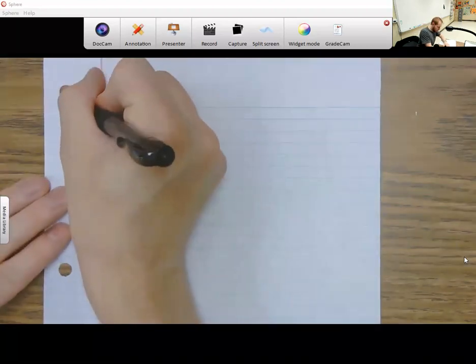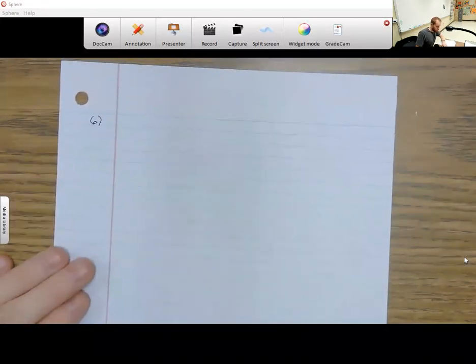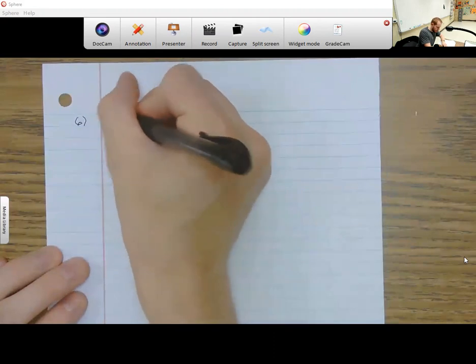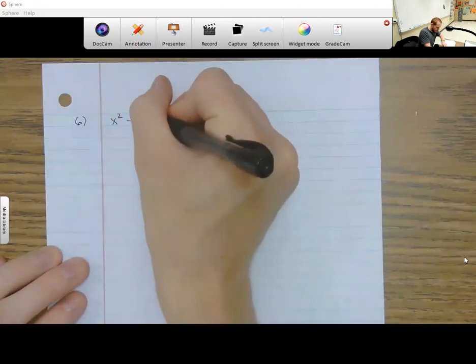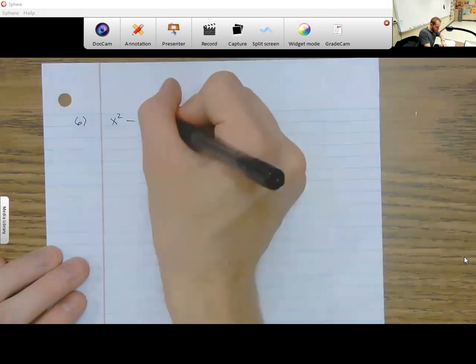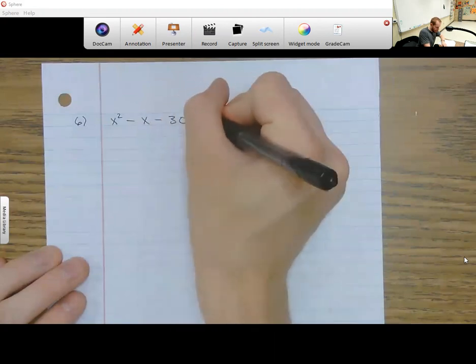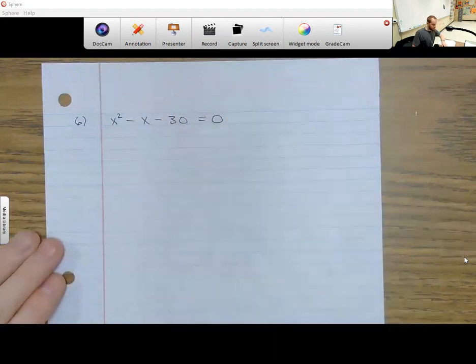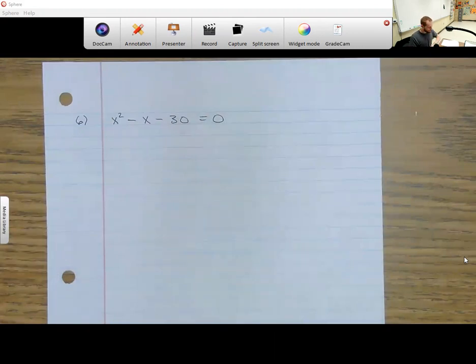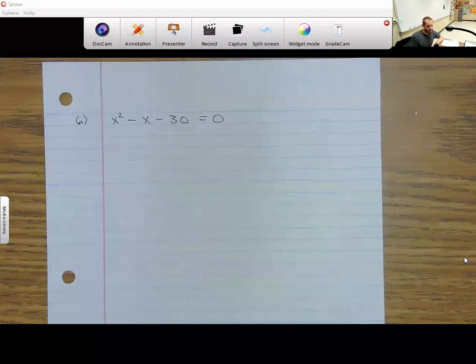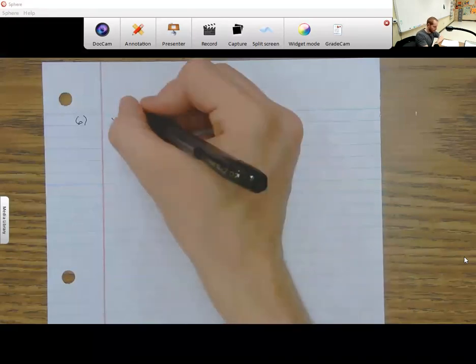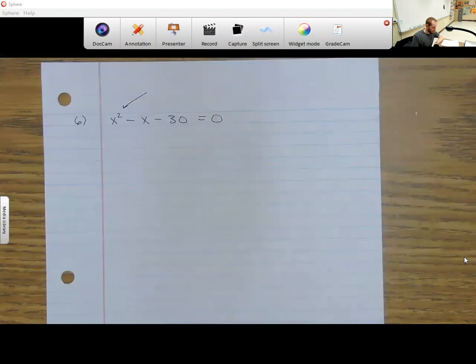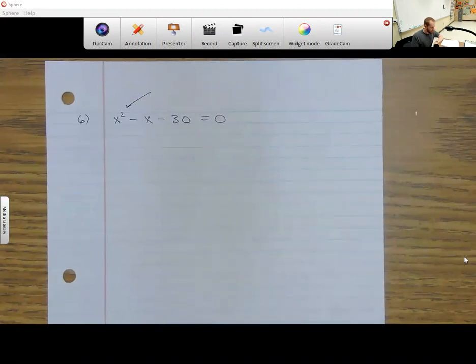All right, so number 6 on the problem set. We have, let's see, x squared minus x minus 30 equals 0. Okay, so we know this is quadratic because the highest exponent is 2, right? So I need to start off by factoring.